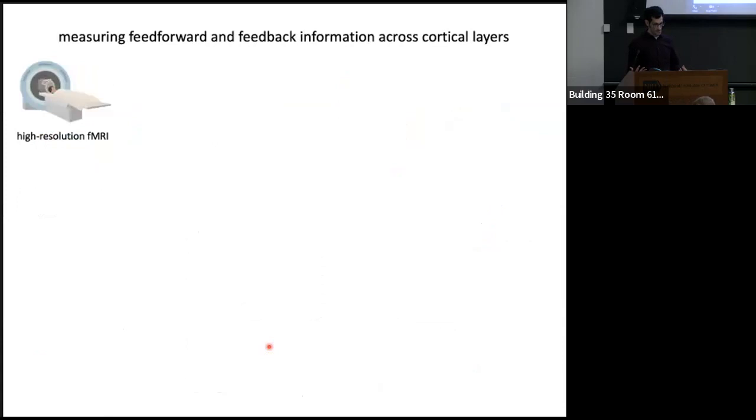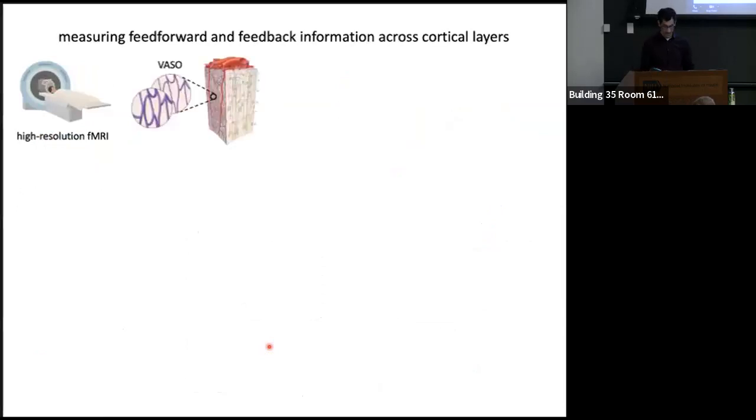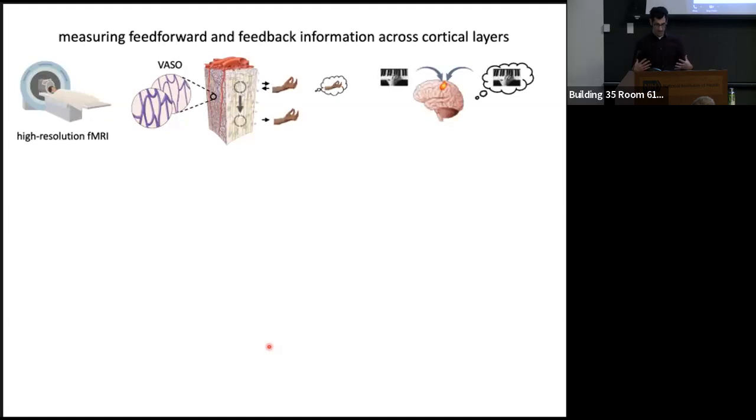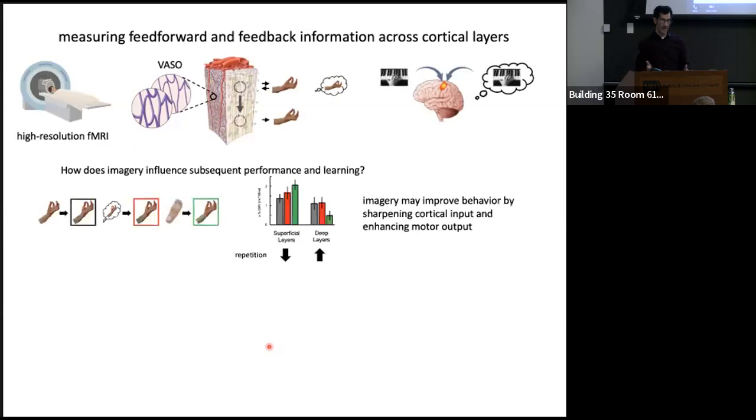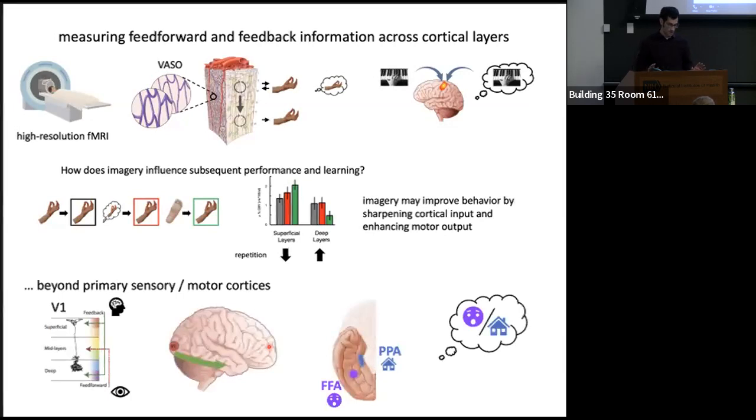So to summarize, I showed you how we're using high resolution fMRI and a method called vaso to measure feed forward and feedback information across cortical layers. And I showed you some work showing that we can dissociate imagined and executed actions across layers of primary motor cortex, and that the pattern of repetition effects in this region suggests that imagery may improve behavior by sharpening cortical input and enhancing motor output. And then I finished by showing you some preliminary data going beyond primary sensory motor cortices and looking at what the layer organization is in high-level visual cortex in the ventral visual stream.